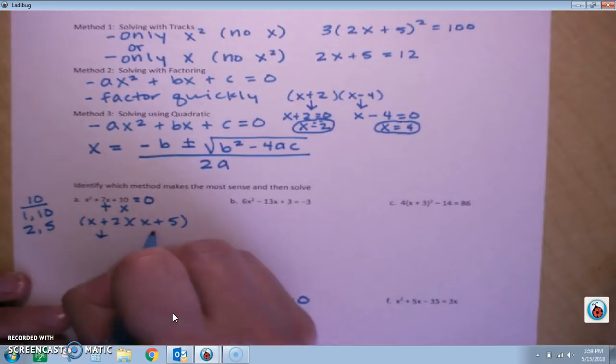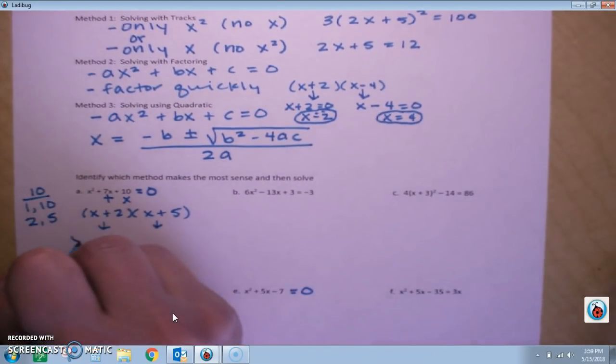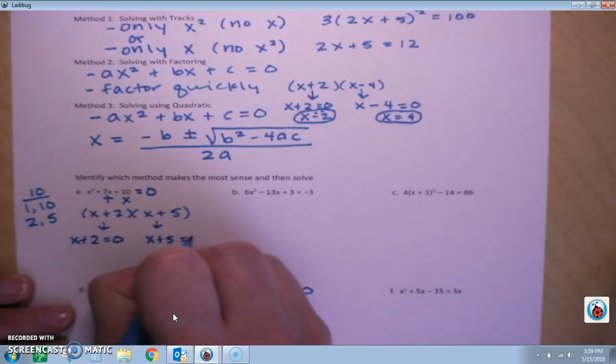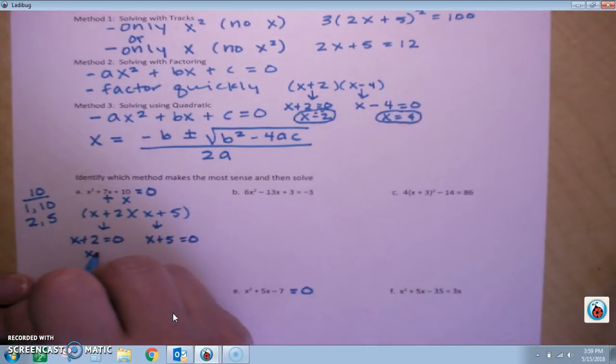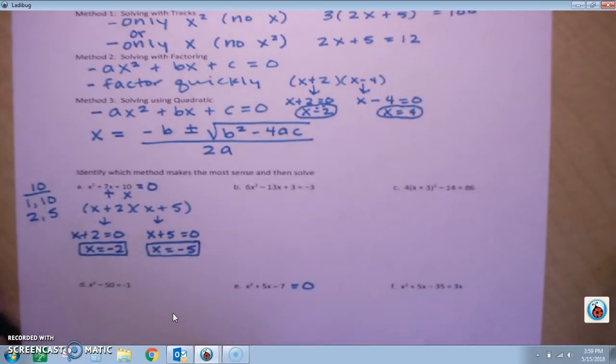But now I need to go ahead and solve that and actually figure out what x is. So I'm going to say x plus 2 equals 0 and x plus 5 equals 0. Well, in this one, x would be negative 2. And in this one, x would be negative 5. So my answers are x equals negative 2 and x equals negative 5.